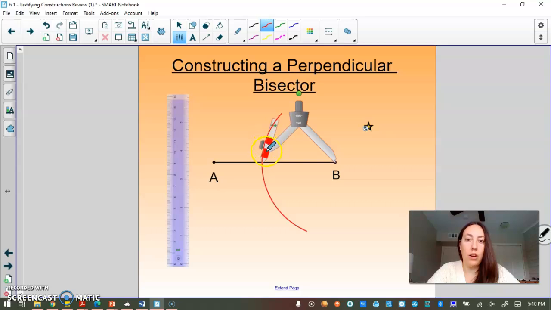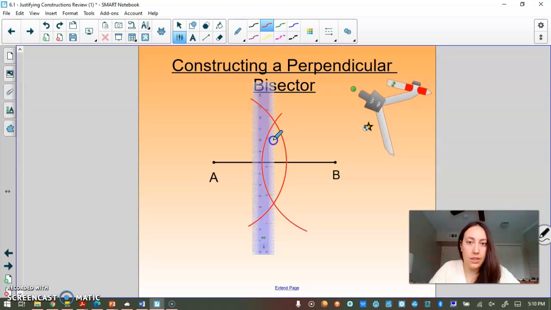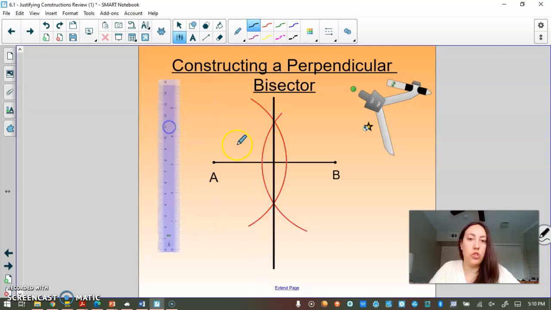Once you guys create that arc, we are going to do the same thing from point A. We're going to put the sharp point on A, and we are going to draw an arc just like we just did. So you guys can see we get these two intersection points above and below our line. And then all we got to do is draw our bisector. So there you go. That line I just drew chopped segment AB into two equal pieces at a 90-degree angle. So we're going to prove why that is a perpendicular bisector.